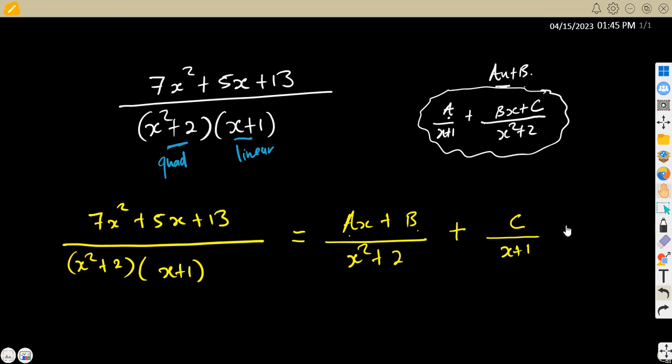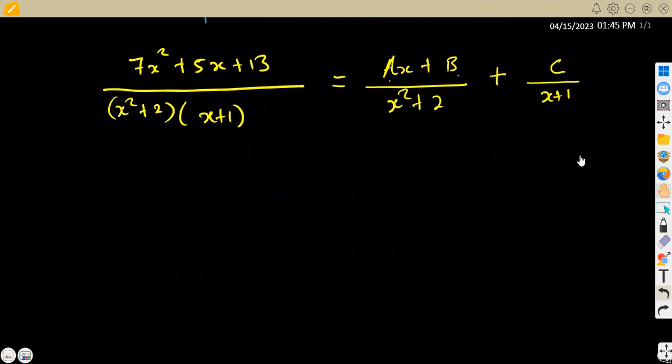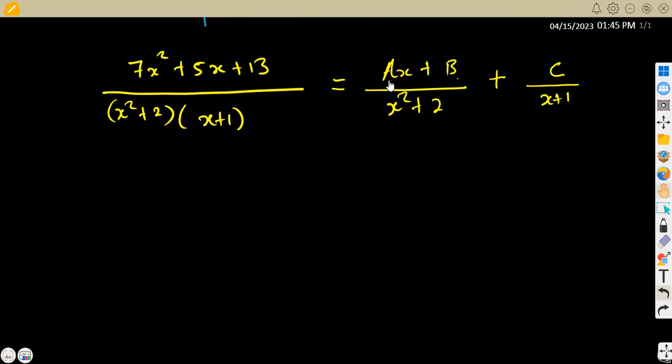All right, anyway, let's simplify so that we can calculate the values of a, b, and c. These are the constants that we have. We have got a, we've got b, we've got c in this case. How are we going to get the value of b and the value of c from this information? Remember, I said we are going to equate the numerator now.